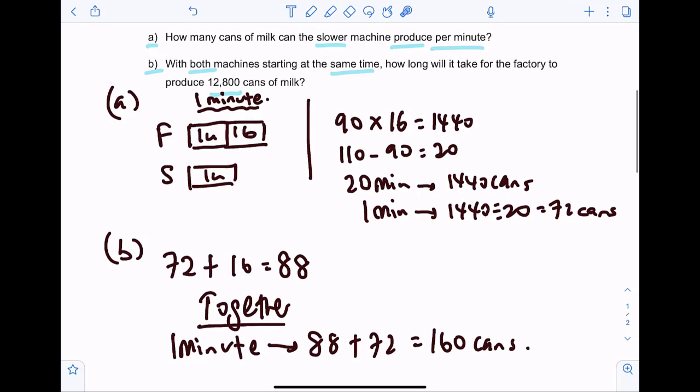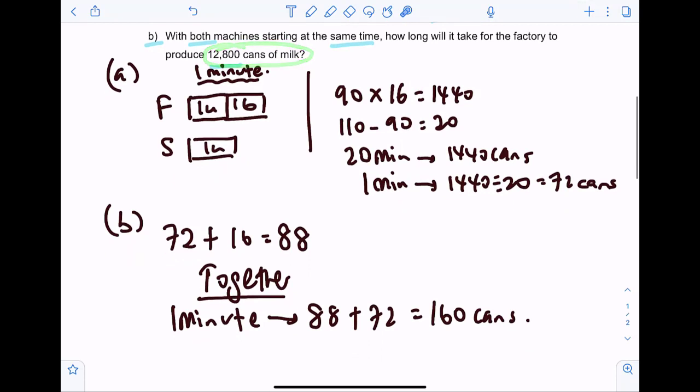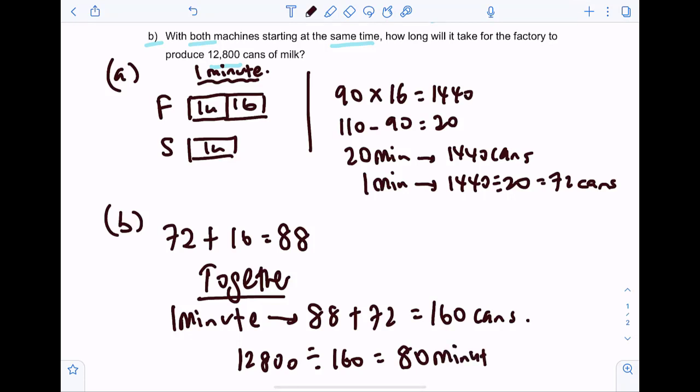Now, there is a total of 12,800 cans of milk that needs to be produced. So how many minutes do you need to produce such an amount of milk? 12,800 divided by 160 gives an answer of 80 minutes, the final answer for part B.